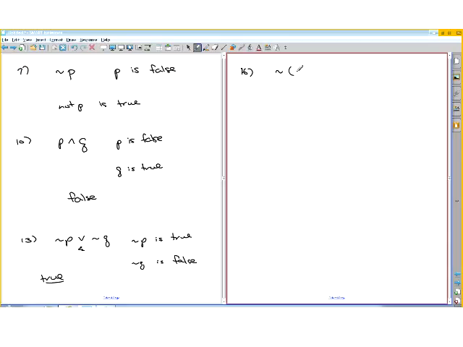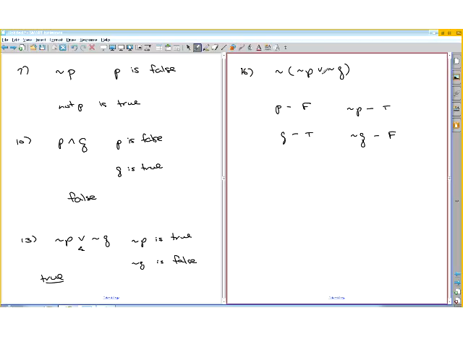Okay, 16. Not P or not Q. Okay, so P is true. Is that right? No, P is false. So P is false. Q is true. Therefore, not P is true, and not Q is false.